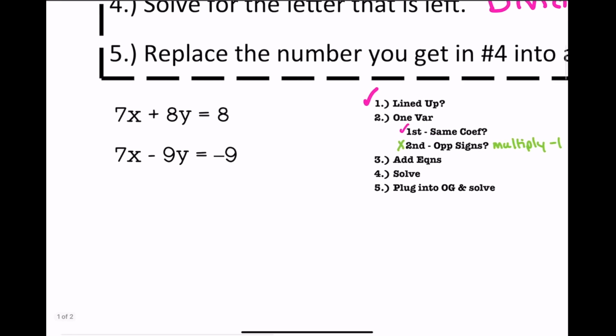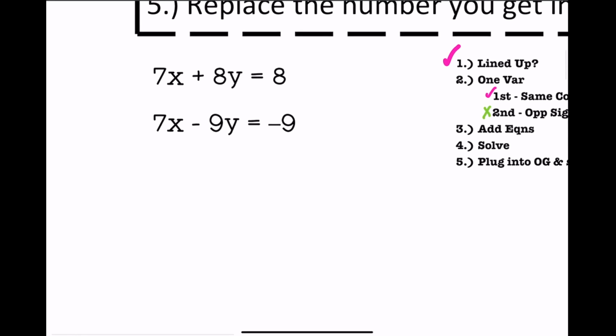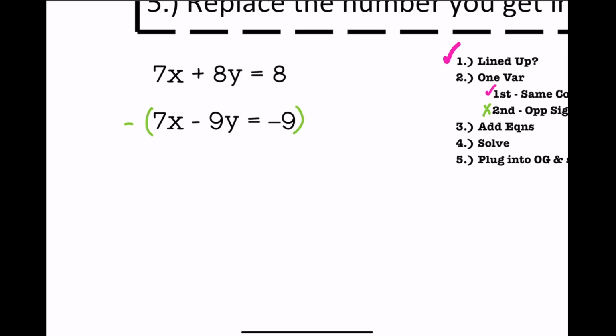So in order to change that, what we need to do is multiply -1 to one of the equations. You guys ready for this? It does not matter if you choose to multiply that -1 to the top equation or to the bottom equation. But I have this weird preference, and I don't know why. I'm going to multiply the bottom equation by a -1. Whole thing, not some of it, not part of it, all of it. -1 times 7x, -7x. -1 times -9y, plus 9y. -1 can't be multiplied to an equal sign, so you just bring that down. But -1 times -9, positive 9.